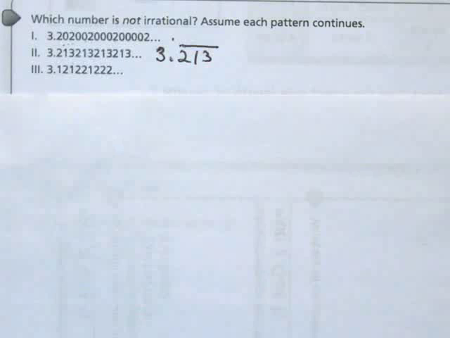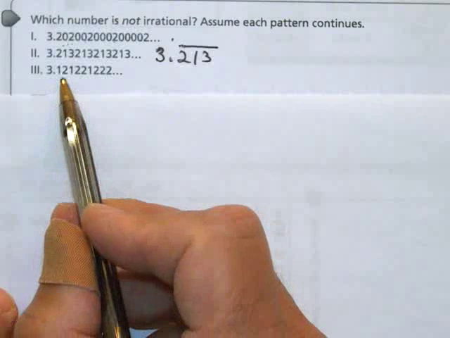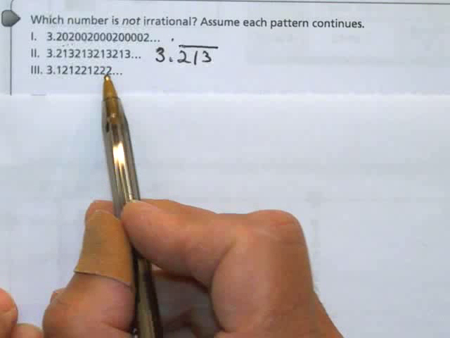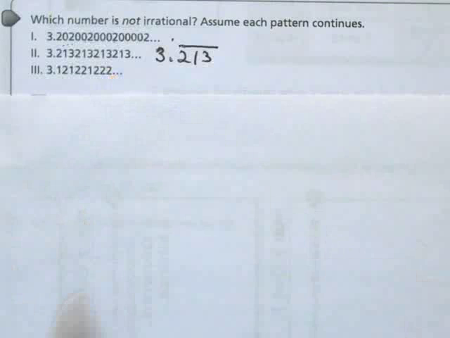How about number 3? We have 3.12, 122, 1222. And number 3 is like number 1. There really isn't a repeating pattern. This is an irrational number. So what's the rational one? It would be number 2.